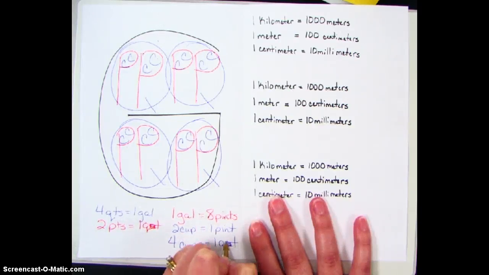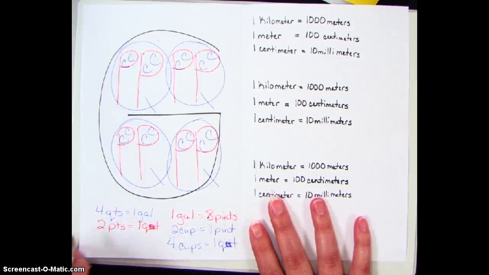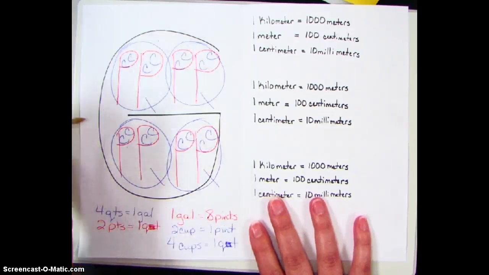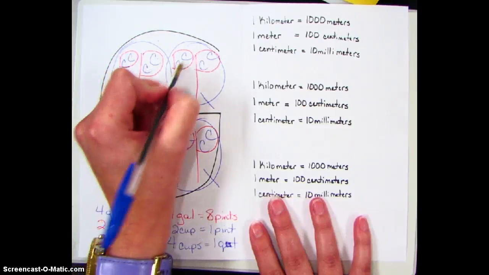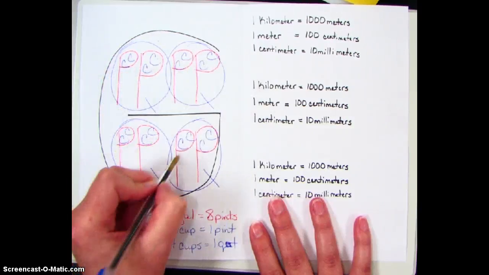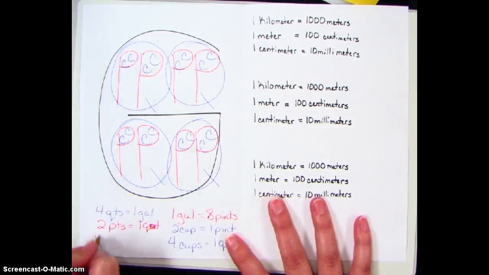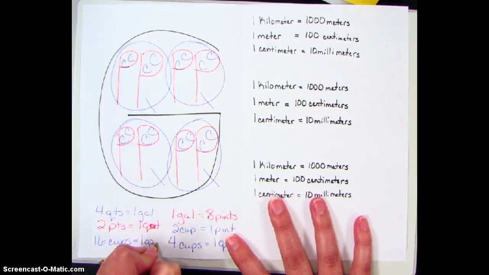I was going to spell out quart and I didn't do that. And also, if we count how many C's are inside of that G, we've got 2, 4, 6, 8, 10, 12, 14, 16 cups equal to 1 gallon.